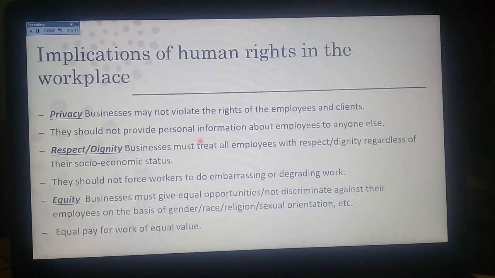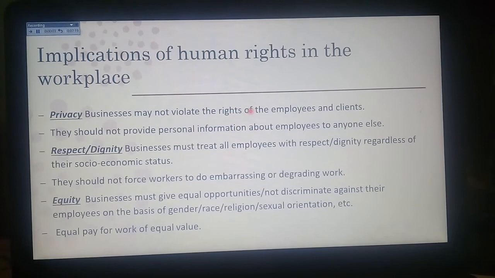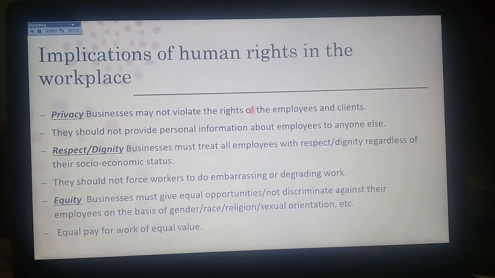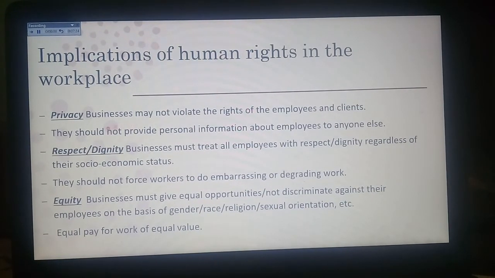All right. Implications of human rights in the workplace. How does it affect the business? Privacy: businesses may not violate the rights of what? Of the employees and clients. They should not provide personal information about the employee to anyone else. If you've gone to, for example, Woolworths and you left your details there, your details should not be sold to someone else. You have a right to your privacy. Information should not be divulged to a third party.